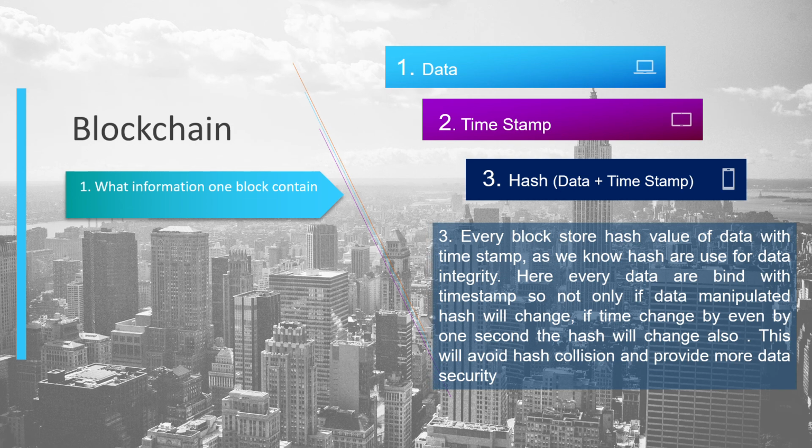Now third is, you're going to create a hash value of the data and timestamp together. So now you have data plus timestamp, and together you are calculating a hash. Now if you know about the hash function, if you make any changes on the data and you calculate the hash, and then you match that hash with the actual data hash, it is not going to match. Even a single change made to the data, the hash value will change.